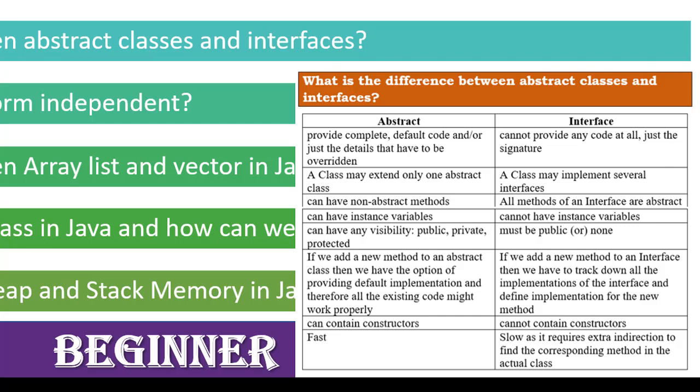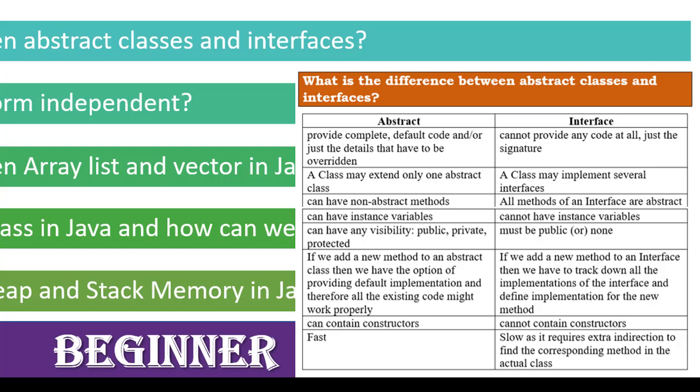Theoretically, you can mention that an abstract class provides complete default code or just the details that have to be overridden, whereas an interface cannot provide any code at all. It's just the signature. An abstract class may extend only one abstract class, whereas an interface may implement several interfaces.